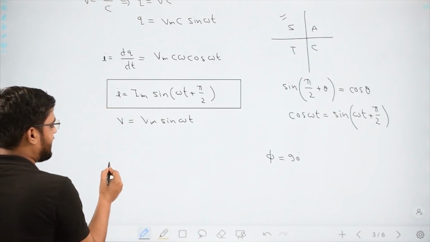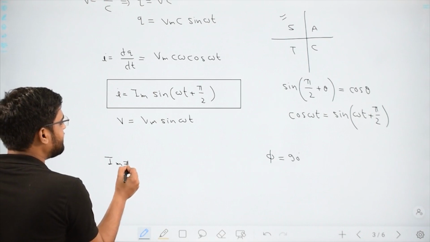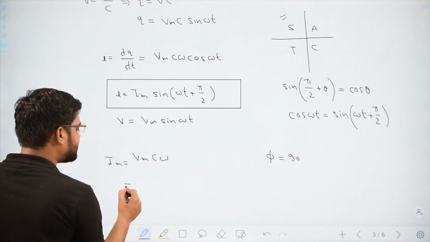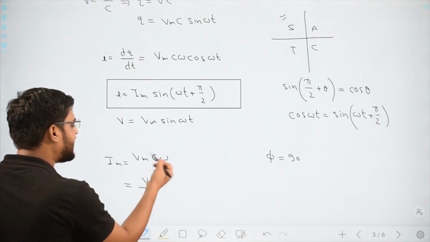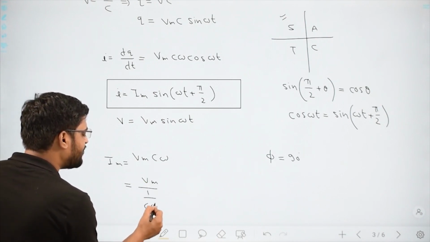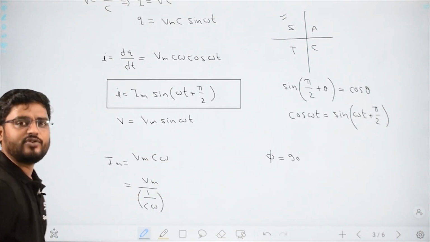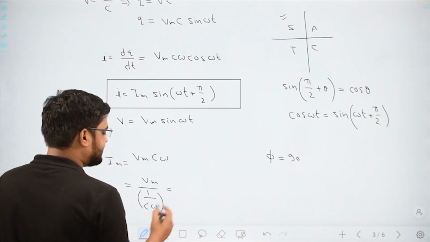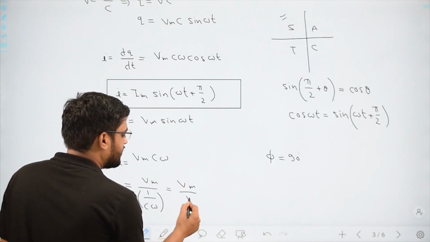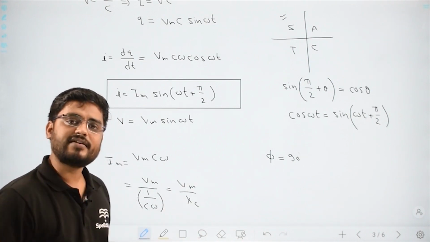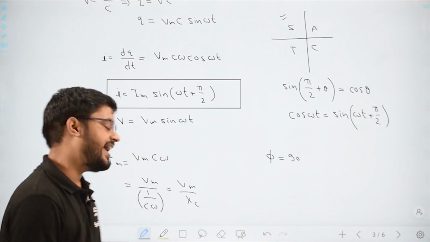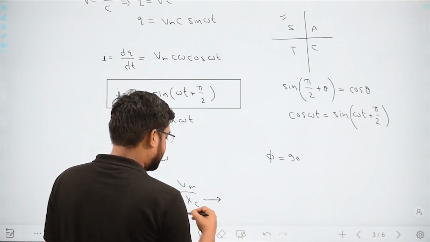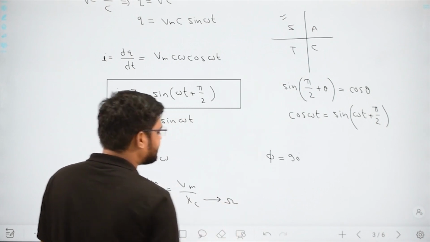Second thing is this Im. Im is nothing but Vm C omega, but we always write Vm by something. So this can be written as 1 by C omega, when it goes in the denominator. And the entire thing I am defining as Xc. So it was Vm by R, Vm by XL. Now it is Vm by Xc. What is my Xc? Xc is called capacitive reactance, and its SI unit is ohm.